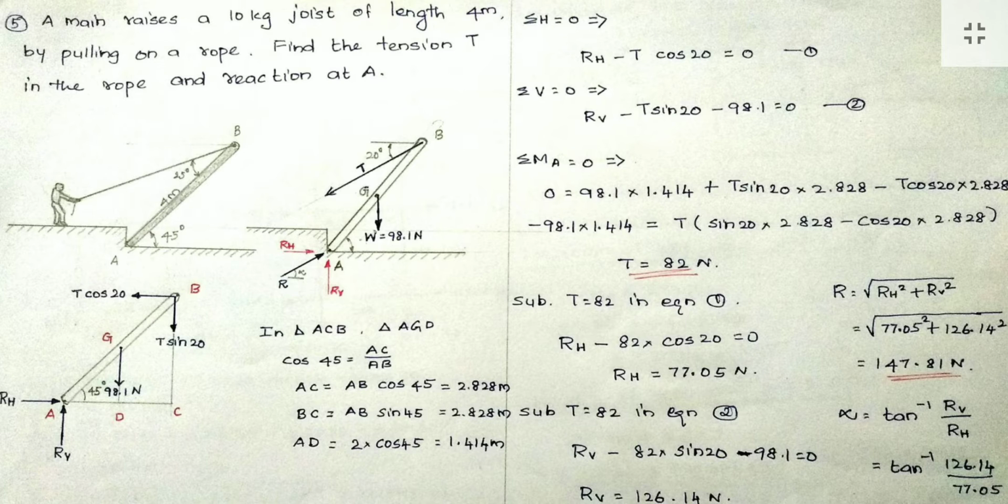So here one weight is acting, one tensile force is acting, and one reaction force. Reaction force acts at the point A, but we don't know at which angle the reaction force is acting. So the reaction force is an inclined force. I am assuming that it is acting at an unknown angle alpha. So we have to find that also. So here we have three forces: one tension force, weight, and one reaction force.